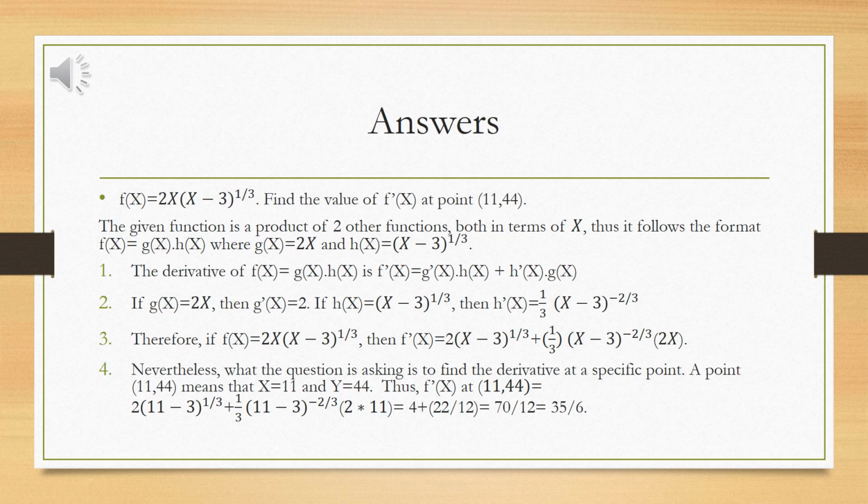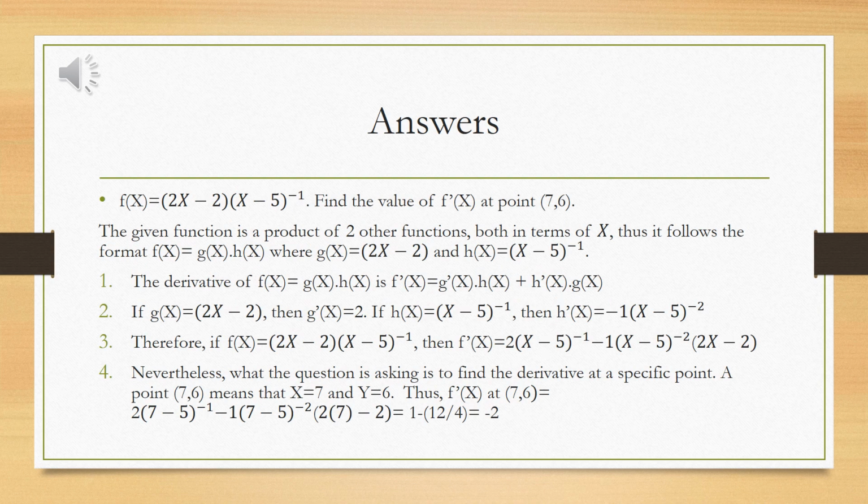Nevertheless, what the question is asking is to find the derivative at a specific point. A point (11, 44) means that x is 11 and y is 44. Thus, to find f prime of x, we need to replace x by 11, which yields 70/12, which is 35/6.